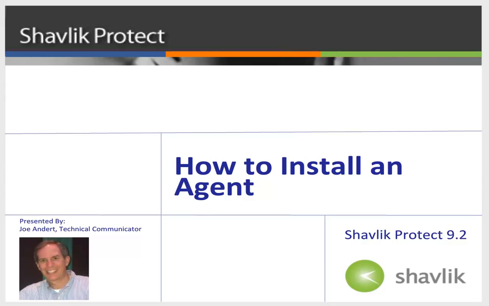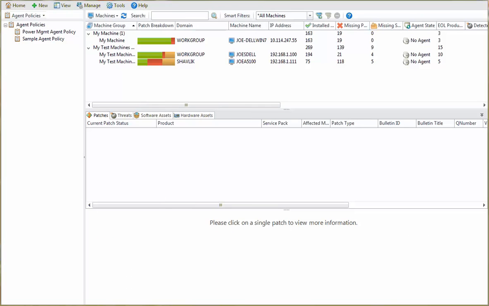In this video, I'll demonstrate for you the three different ways to install an agent. So, let's get started. The first option is to use the console to perform a push install of an agent to your target machines. In order to perform the push install, each target machine must be online and have an active network connection to the console during the installation process.